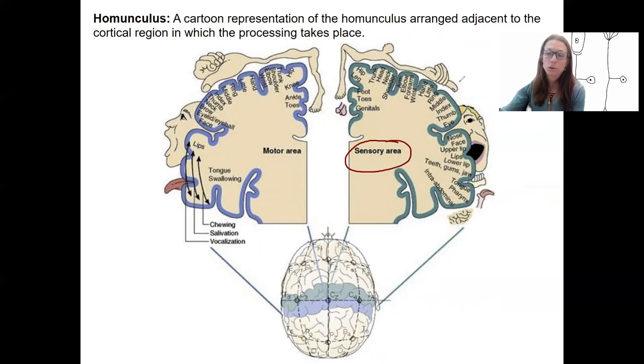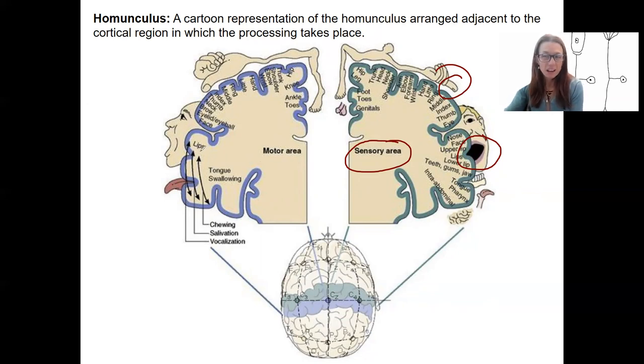You already know that your lips, your fingertips are more sensitive, and there's more precise detection of stimuli, right? So you can feel what things are a lot better. That's because there's more cortex devoted to those regions. And that's what this sensory homunculus, this little man, is. Exaggerates the more sensitive areas of the body. Less sensitive areas are mapped to smaller areas of the cortex.